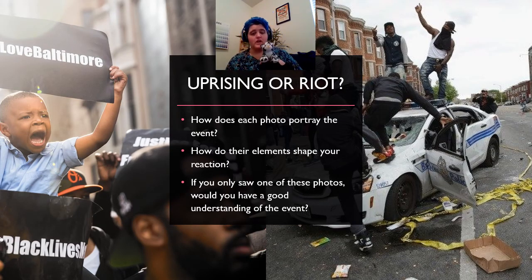Okay, so these are both images of, oh, thank you, Vega, you can go.